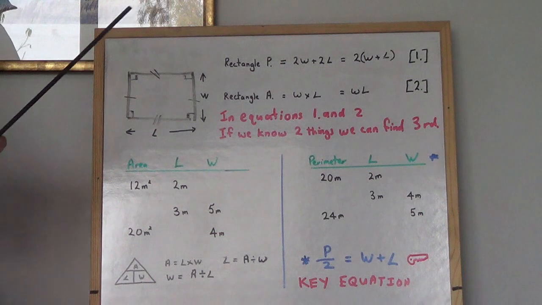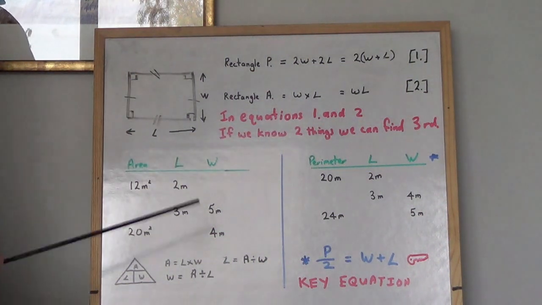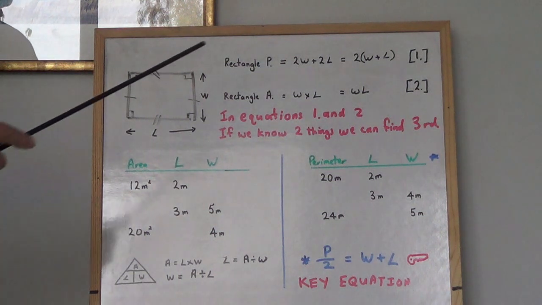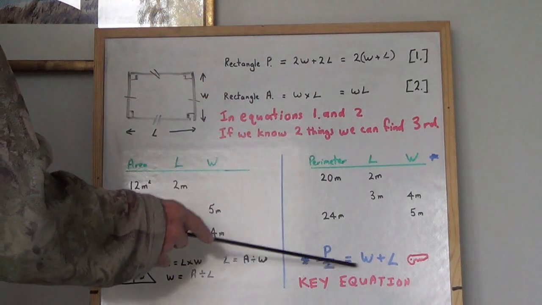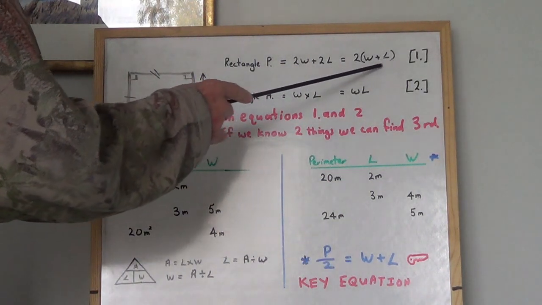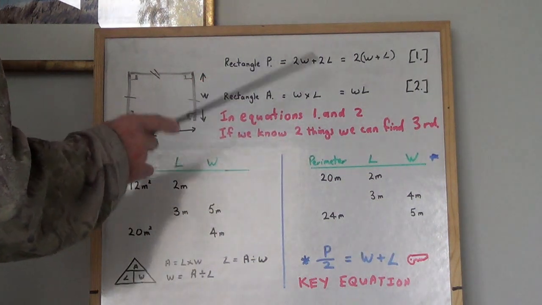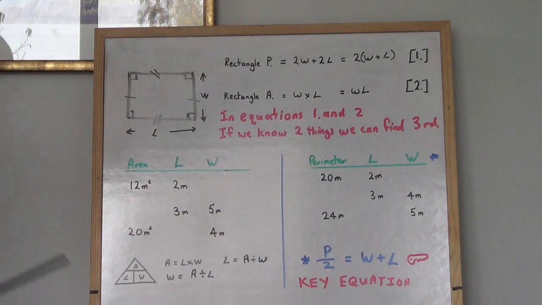With these two equations, if we know two things, we can find the third, right? And this equation here we can transform to this one here. So if we divide that side there by 2, we'll get W plus L, which is P divided by 2. That's a key equation.